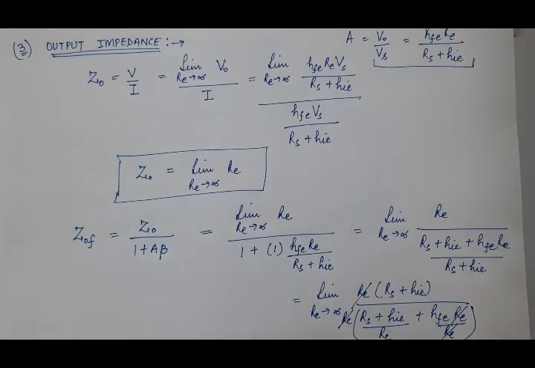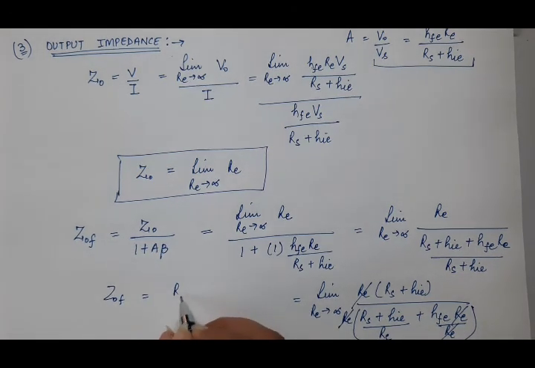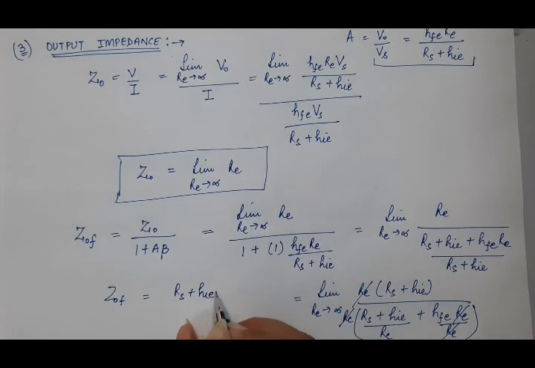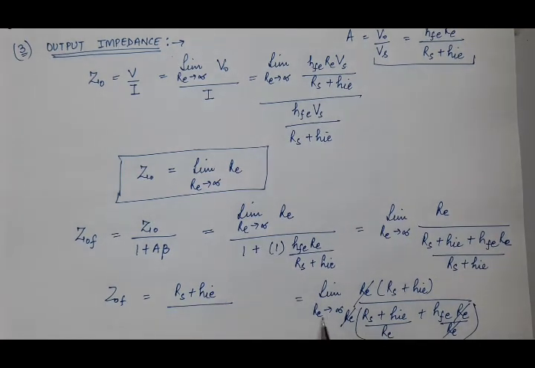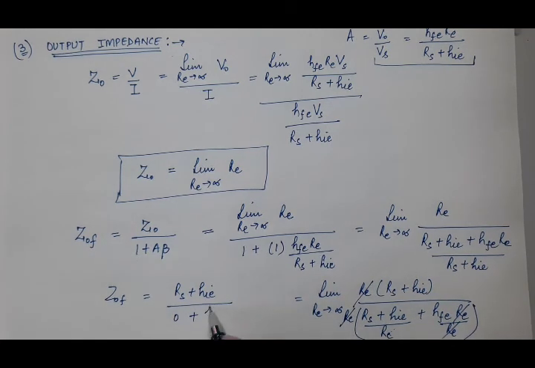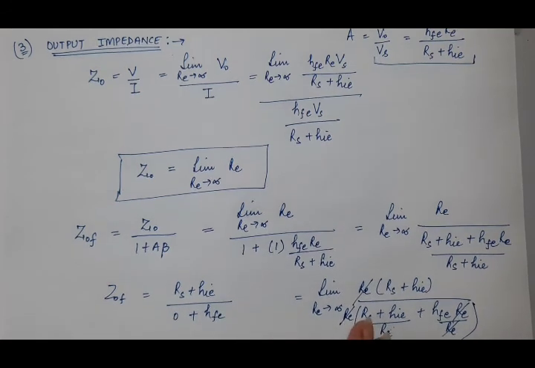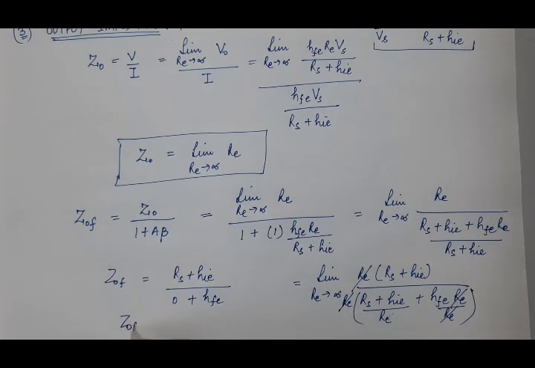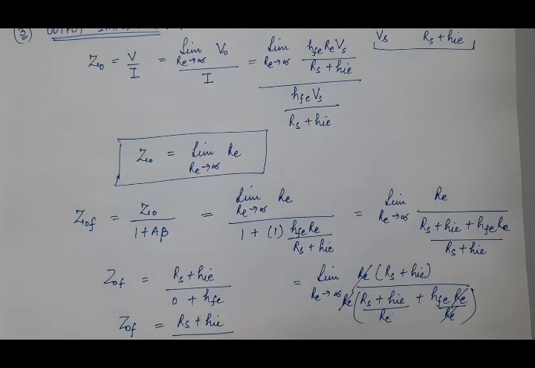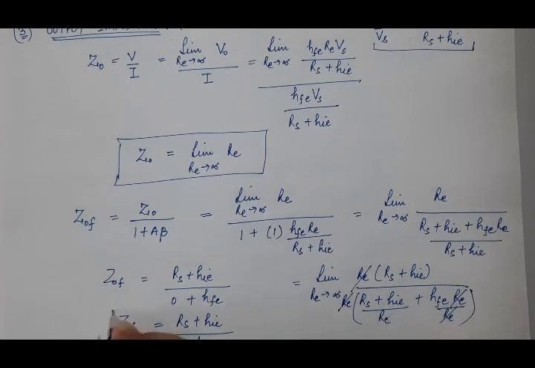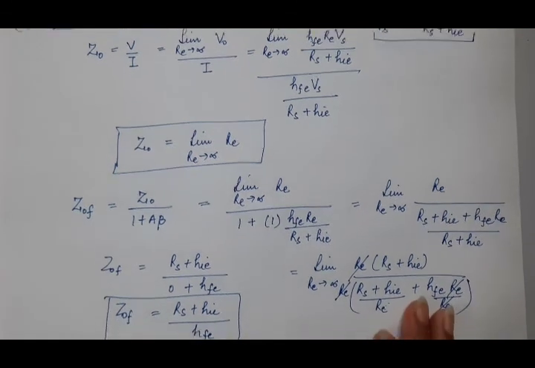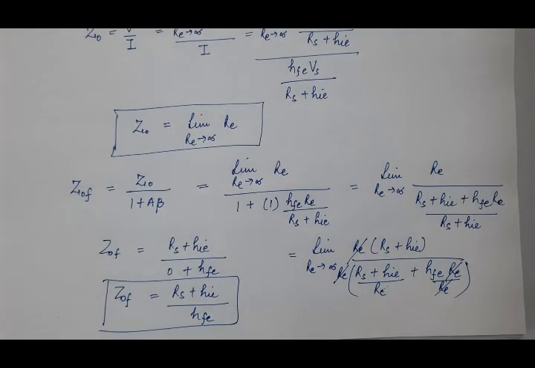So we have ZOF equal to Rs plus HIE divided by, put RE approaching infinity here, anything divided by infinity will be 0, plus HFE. So output impedance will be Rs plus HIE divided by HFE. So this is the value of output impedance with feedback in the case of emitter follower.